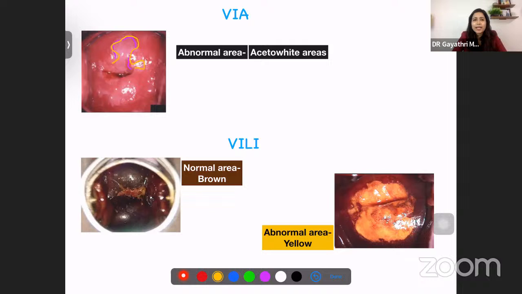Why is there a disparity here? Why do the normal areas take up this dense brown color? This is due to the glycogen which is present in the cells. Due to the glycogen content, the cells are going to take up the iodine. Whereas the abnormal areas, which have high mitotic activity, will have less glycogen content. As there is less glycogen, there is less uptake of the dye as well, and they appear as yellow areas.